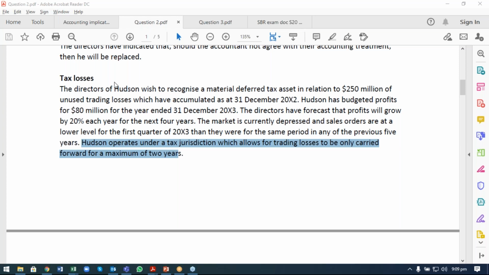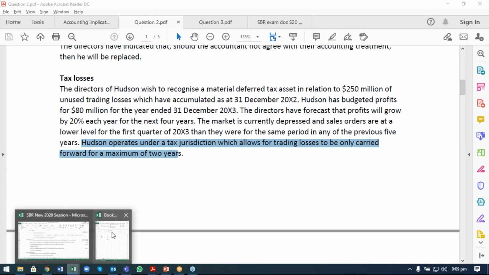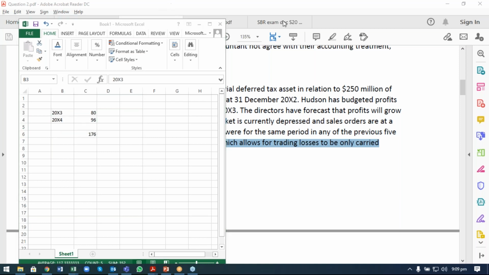There is one more question. So in case Hudson is probable of making 80 million profit, then only 80 million multiplied by the applicable tax rate will be taken as deferred tax asset. Yes, you are right. Not just 80 million. I have actually calculated within the Excel sheet, I believe. So it should be this 250 million can be claimed for the next 2 years, right?